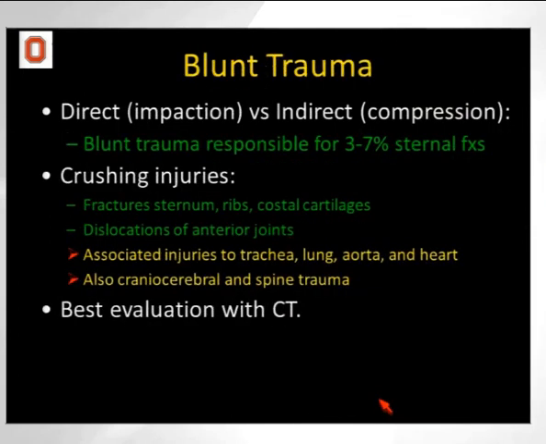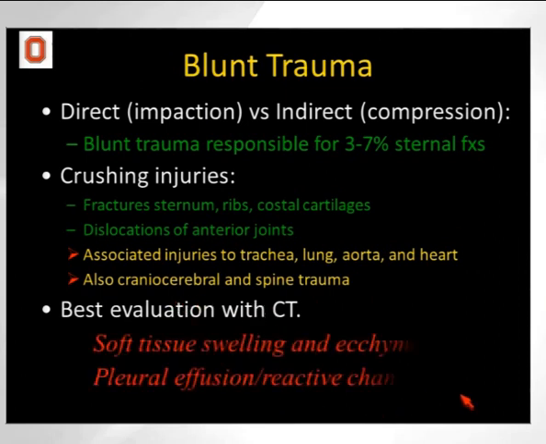Now, for most of us, the majority of pain syndromes is going to be related to blunt trauma, either from direct impaction or from potentially compression injuries. But the most important thing that we have come to recognize is that in addition to the fractures and dislocations that occur, we need to be very cognizant of potential intrathoracic soft tissue injuries, particularly vascular, and also craniocerebral and spine trauma can add to the morbidity of the patient.